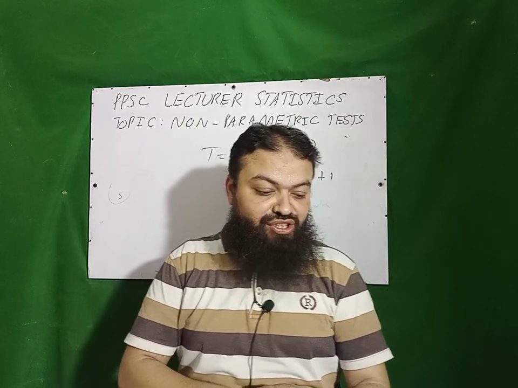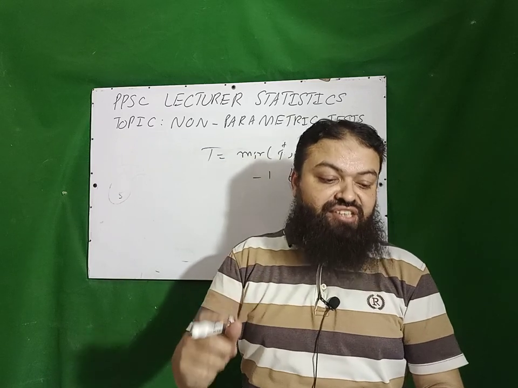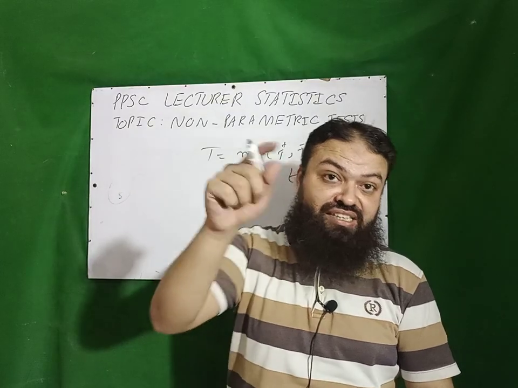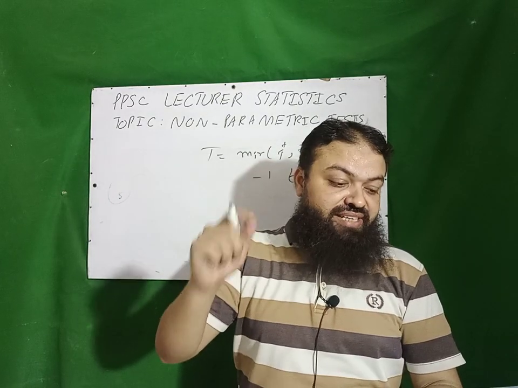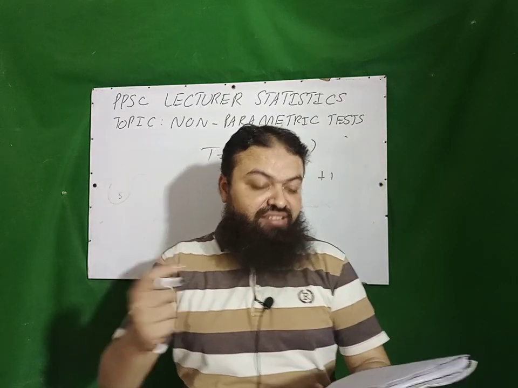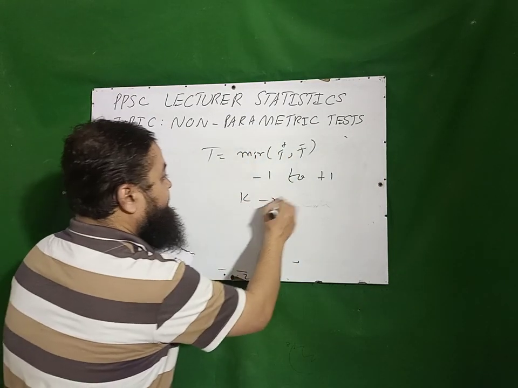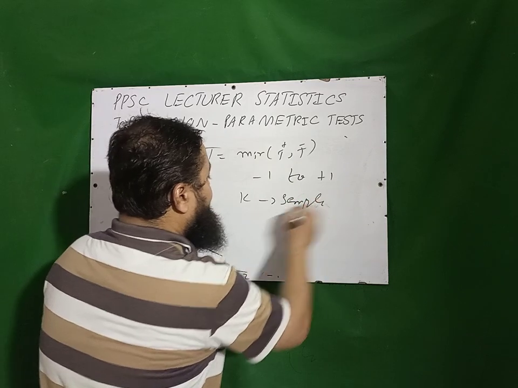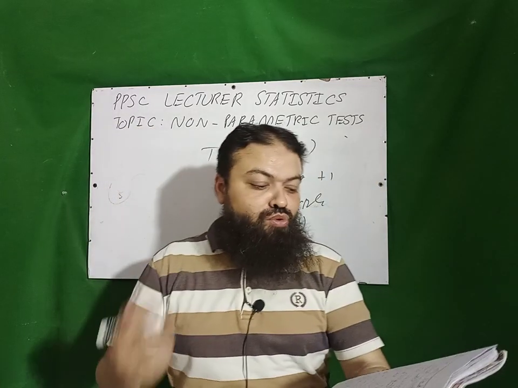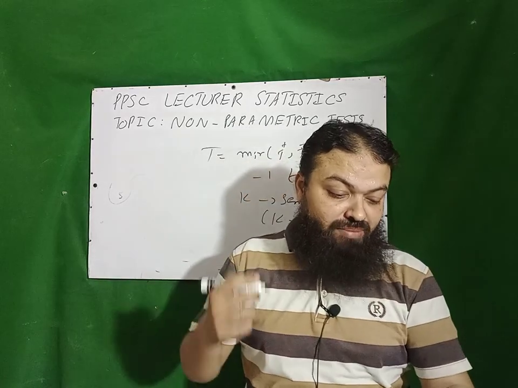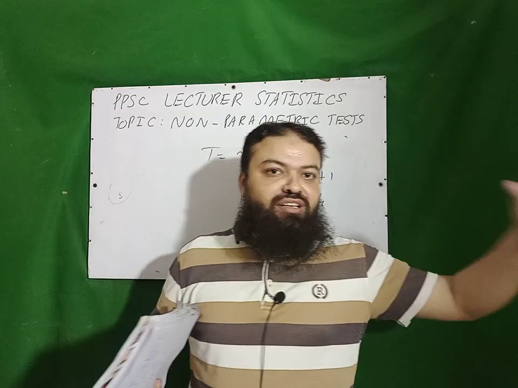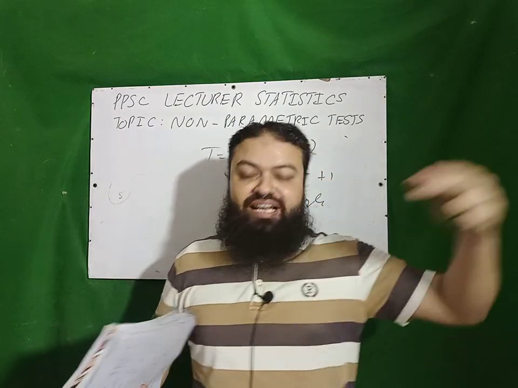Next question number 63. The test statistic H of Kruskal-Wallis is approximated by chi-square, not the normal. Next, in Kruskal-Wallis, if we have k samples, then the degrees of freedom will be k minus 1. Next, for two-way analysis of variance, the non-parametric test is Friedman. As I told you, for one-way analysis of variance, we have Kruskal-Wallis. For two-way analysis of variance, we have Friedman's test.